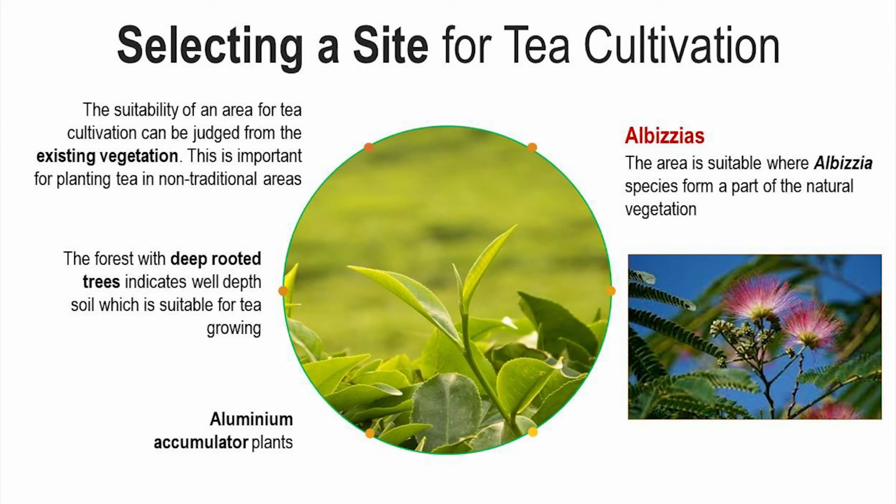And normally, aluminum accumulator plants, if the soil is good for those kinds of plants, then that is also good for tea cultivation, because tea is basically an aluminum accumulator plant. So by looking at the natural vegetation in the locality, you can actually select a site for tea cultivation.